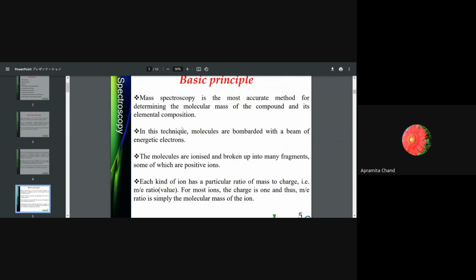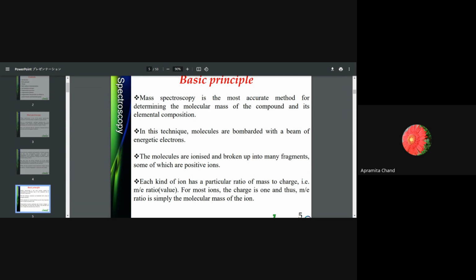So what is the basic principle? As we saw, first step, molecules will be bombarded with a beam of energetic electrons. As soon as the bombardment starts, first the molecules will be ionized and then they will be broken up into many different fragments, some of which will be positive ions.